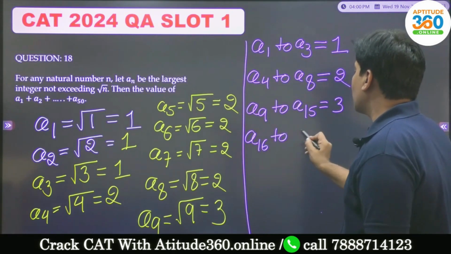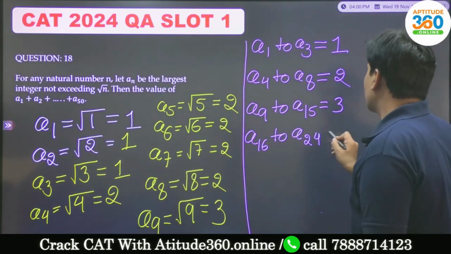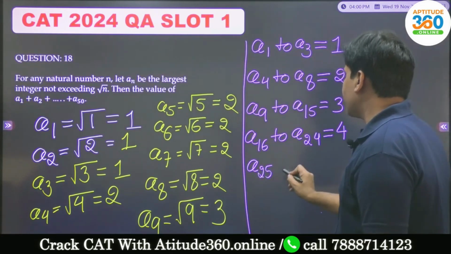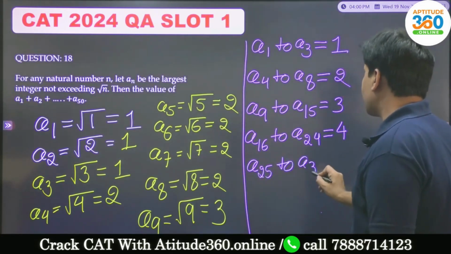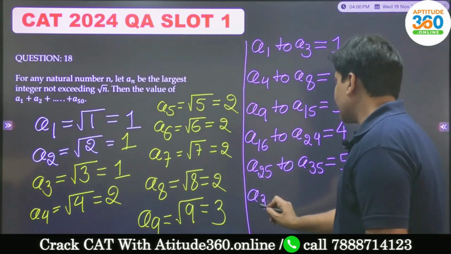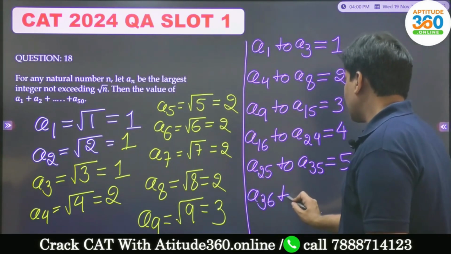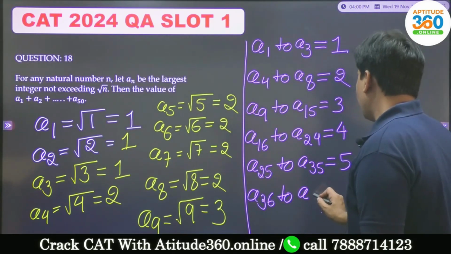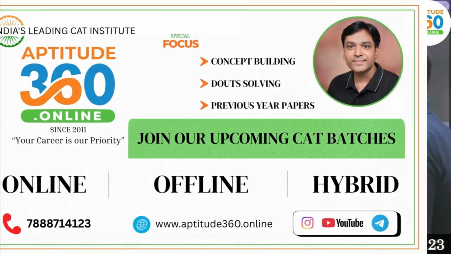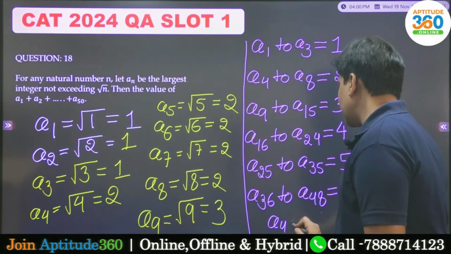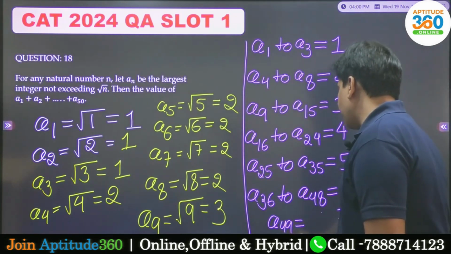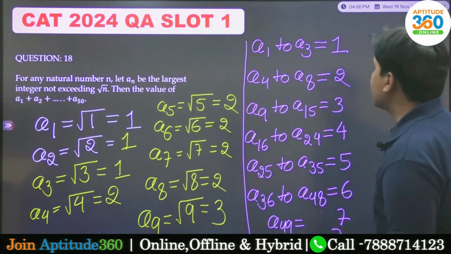A16 to A24, that value will be 4. A25 to A35, that value is going to be 5. A36 to A48, that is going to be 6. And then A49 is going to be 7. And A50 is also going to be 7.